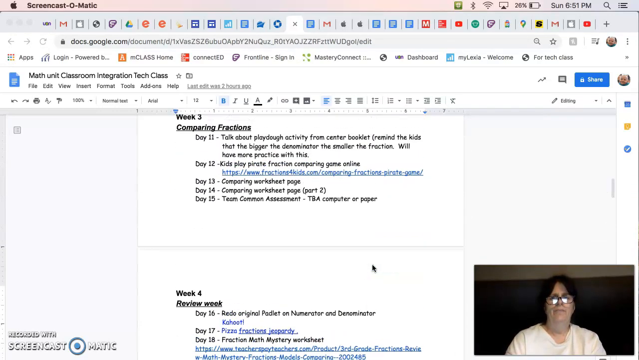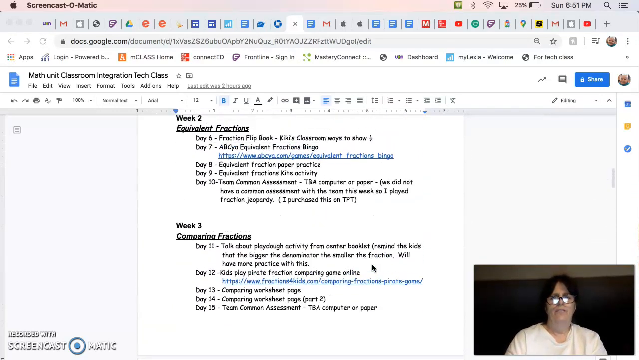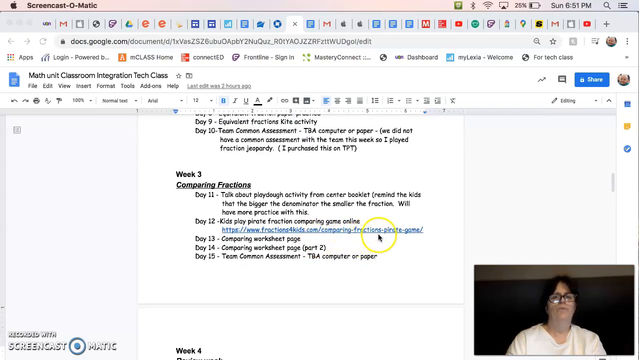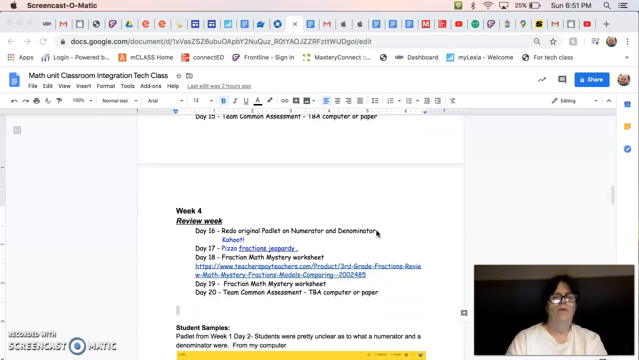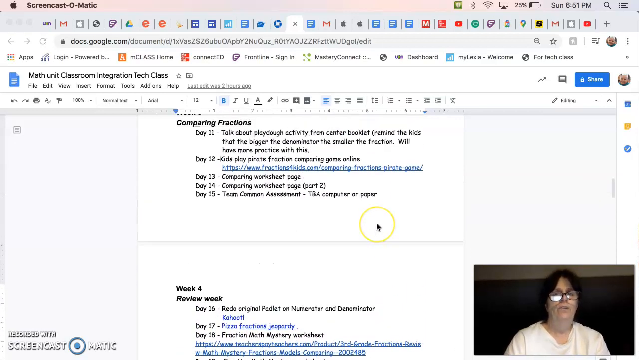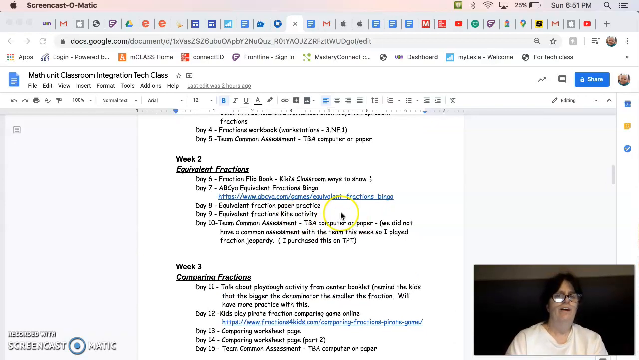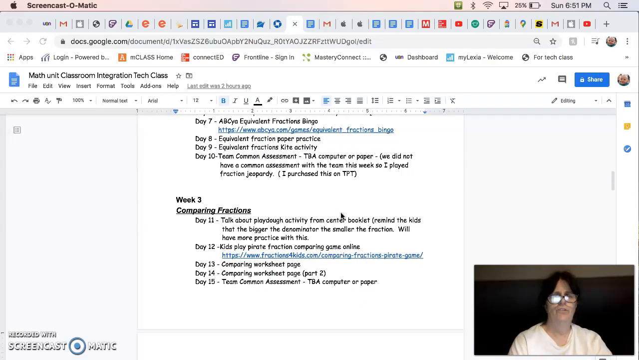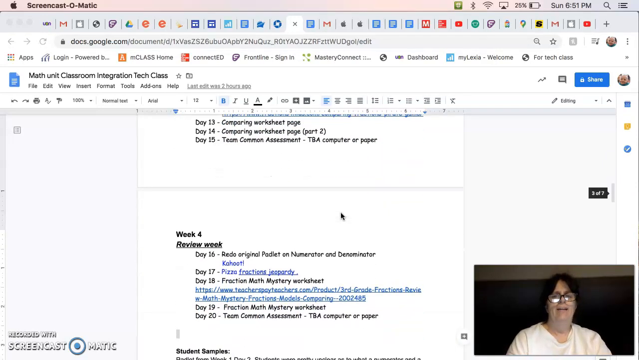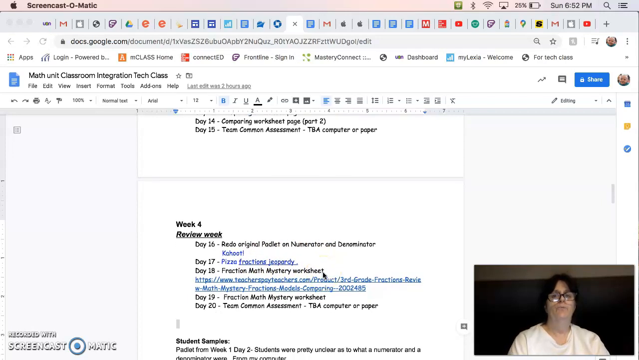Go back up here. There was a fractions pirate game where we played and compared fractions. That was a lot of fun. We made a kite for equivalent fractions. We have a kite activity, which I'll be adding my picture to this document shortly. And we redid the original Kahoot and figured out what a numerator and a denominator were, and that was really interesting. And then we did a pizza fractions Jeopardy game, which was a lot of fun.